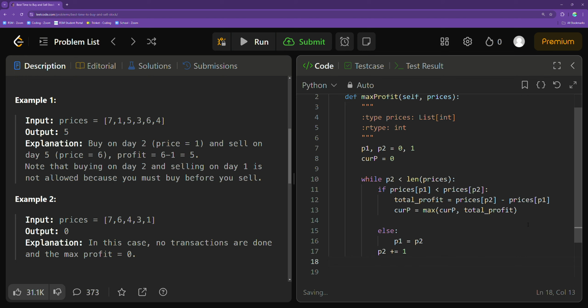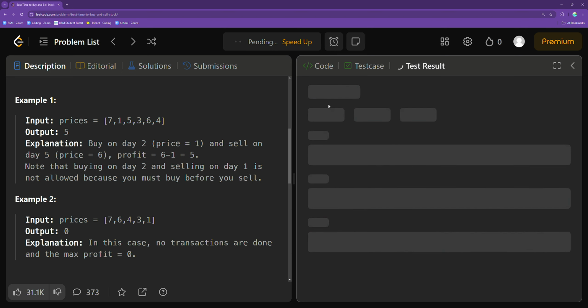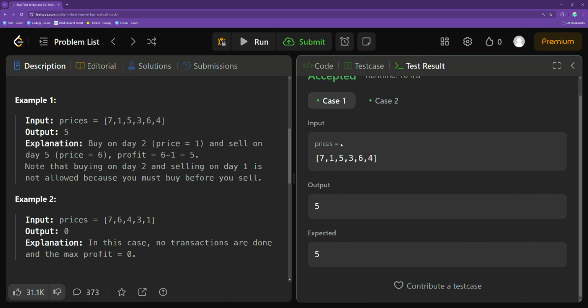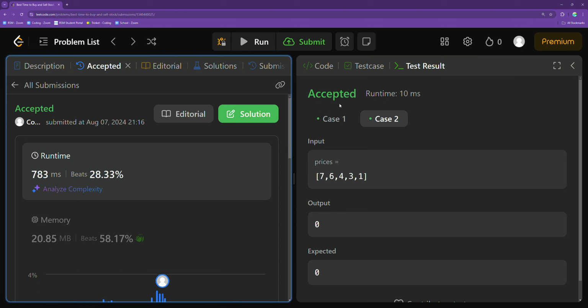And of course, P2 has to be incremented by 1 outside of the else block because that is always true, regardless of whether prices at P1 is less than prices at P2 or not. And after this, we can simply return our current profit, because this represents the maximum profit we can make with two valid indices within the range of the length of the prices. And if we were to run this, we would see that not only is it accepted, we can submit it, and it is pretty efficient. It's essentially as efficient as we can get.